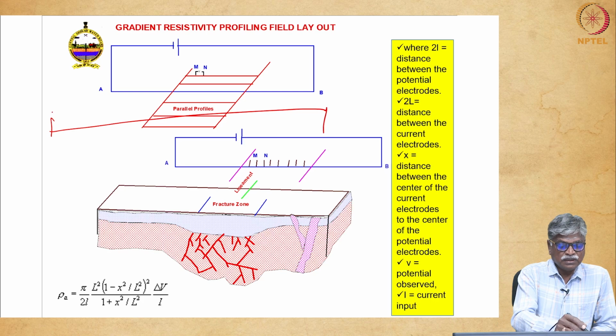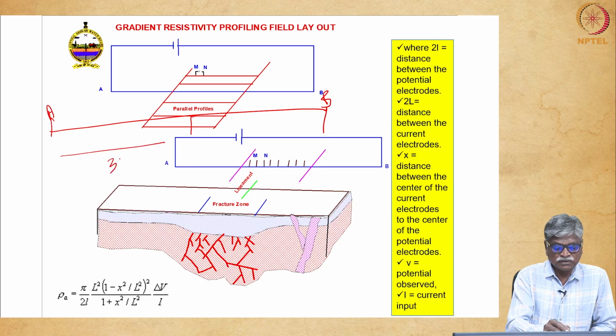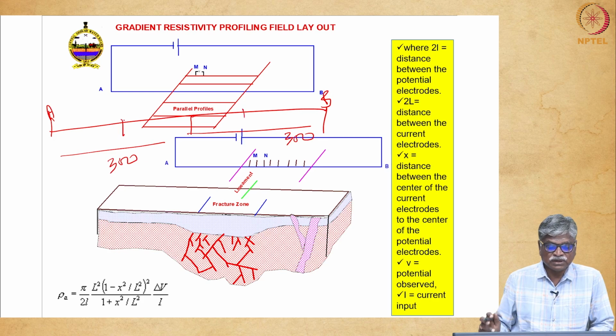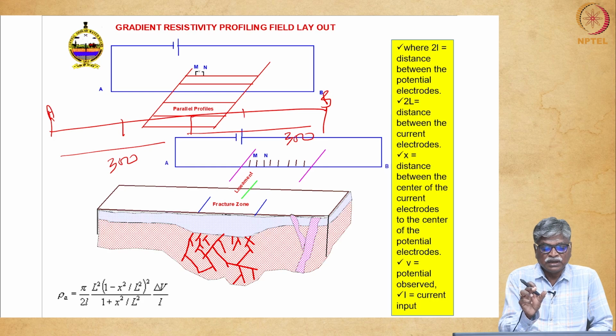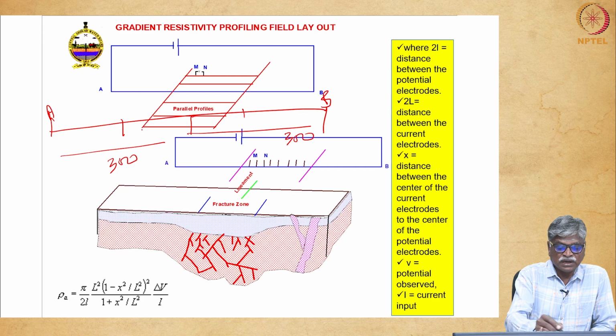This is A, this is B. Suppose this is 300 meters, and this is the middle one third of the area. We have to scan one third of the area, that means from the center, 100 meters. You have to fix P1, P2, and from there shift every 5 meters to this side and that side.